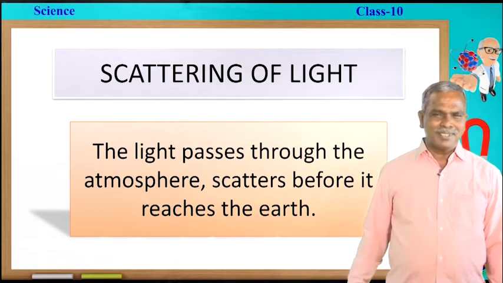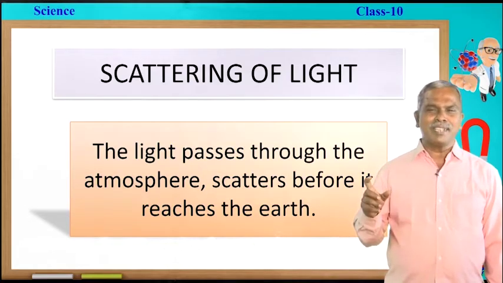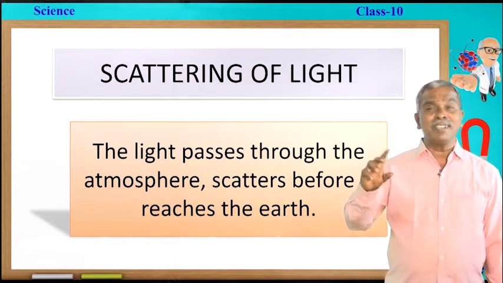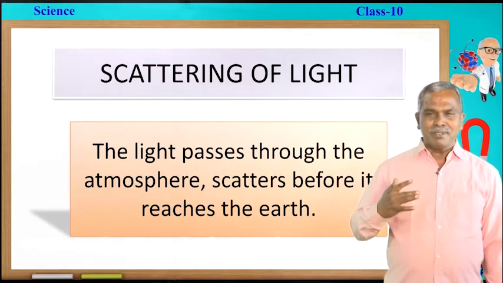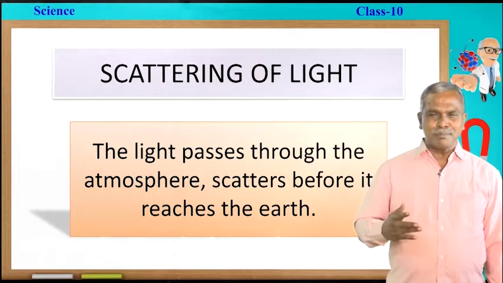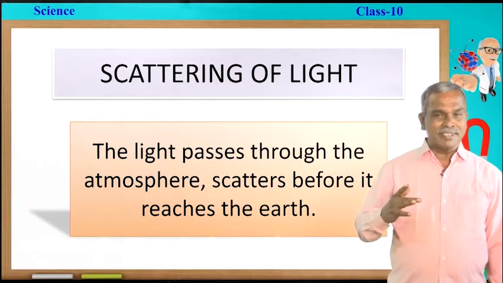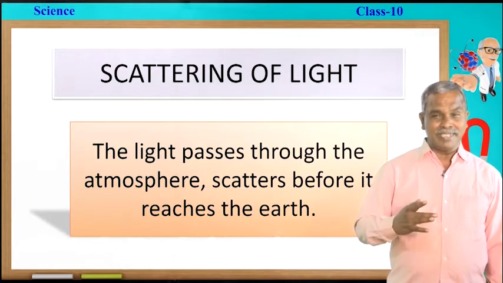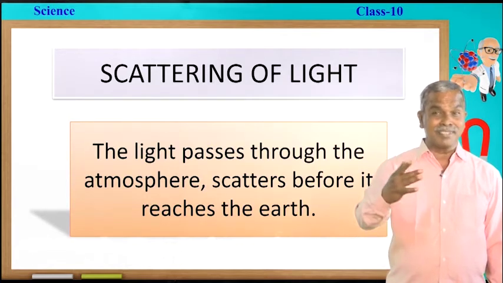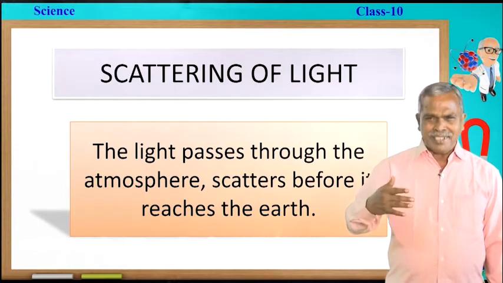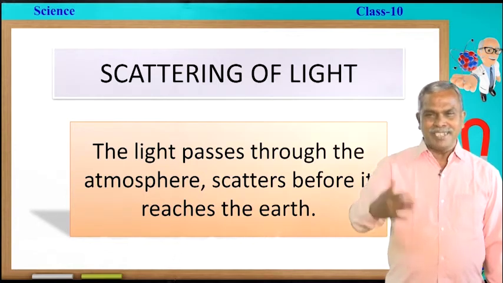Scattering of the light. What is the meaning of scattering of the light? Scattering means nothing but spreading of the light. Whenever the light passes through the atmosphere, it scatters. This phenomenon is called the scattering of light. This is the general definition of the scattering of the light. In detail, I am going to teach you later.